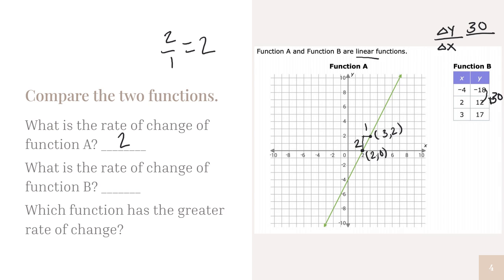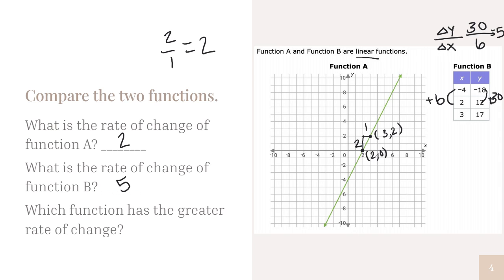And then what is my change in x? How do I get from -4 to positive 2? I know that I'm increasing, so I'm going to be adding. And from -4 to positive 2, that would be positive 6. So my rate of change is 30 over 6. And if I divide that out, 30 divided by 6 is going to equal 5. So my rate of change for function B is 5.